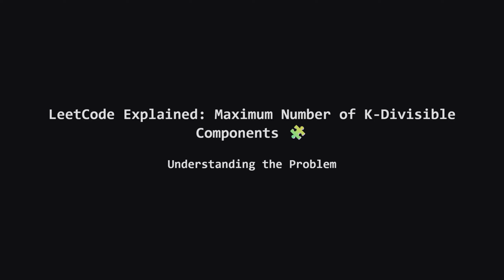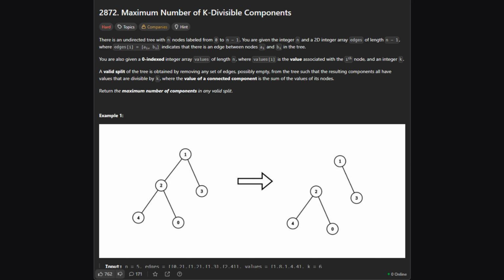Hello and welcome back. Today we are tackling a hard Leetcode problem called maximum number of K-divisible components. It sounds a bit technical, but it's basically a puzzle about chopping up a tree into smaller valid pieces. It's a great problem for understanding tree traversals. Let's get into it. Here is the setup.